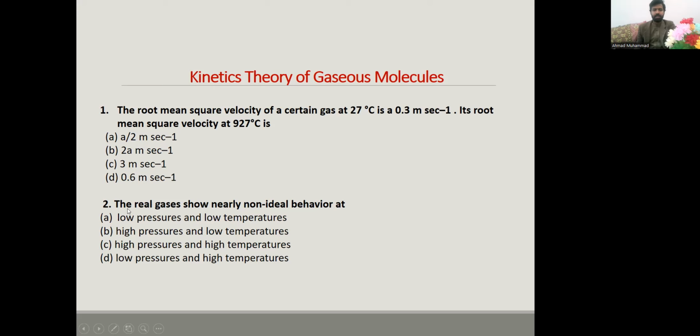The second question is that the real gas shows nearly ideal behavior at: low pressure and low temperature, high pressure and low temperature, high pressure and high temperature, or low pressure and high temperature. From these four options, the right option is D. Low pressure and high temperature, the gas behaves like an ideal gas.